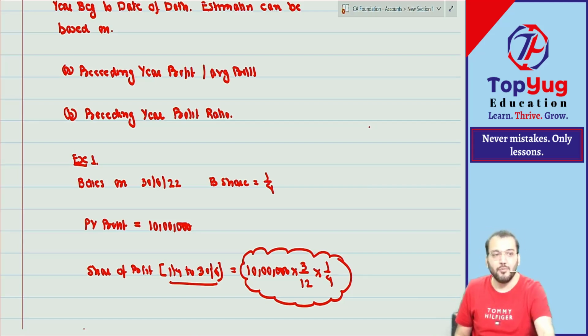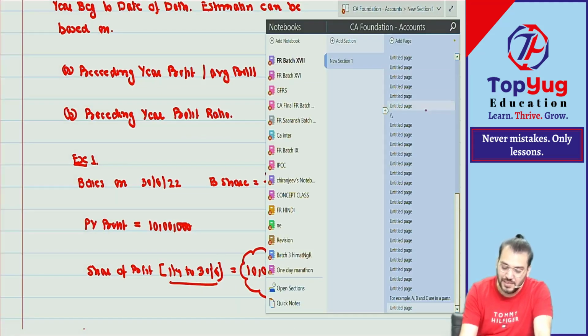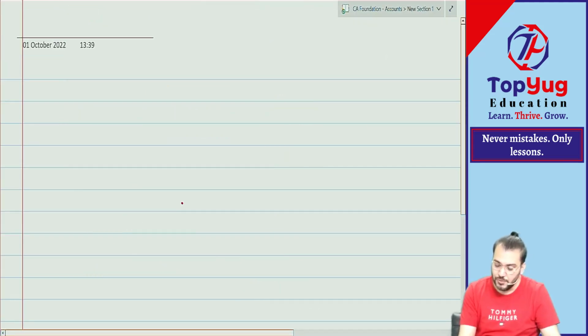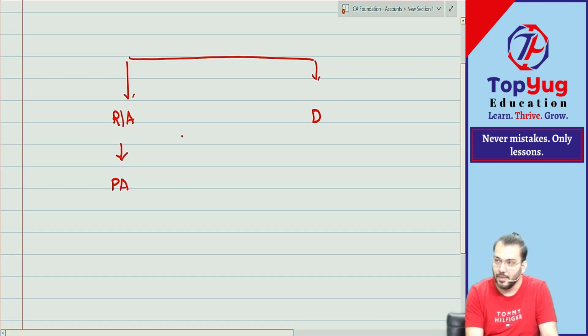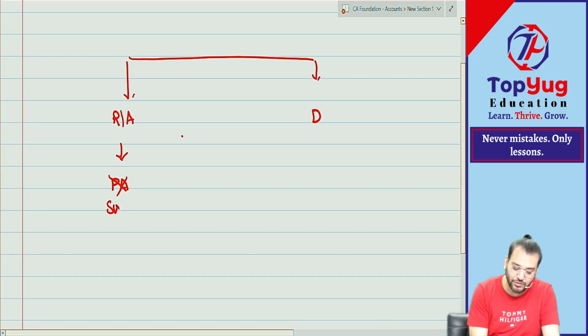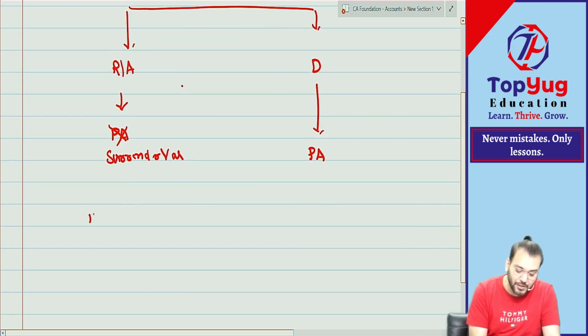From the examination point of view, JLP is very easy to revise. So what we need to do? First, you need to find out whether it is a case of retirement or admission, or a case of death. In case of retirement or admission, what amount is important? Surrender value is important. And in case of death, which amount? Policy amount is important.